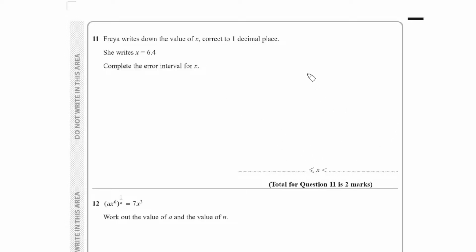When it's rounded correct to 1 decimal place or to the nearest whole number, it's obviously the same as upper and lower bounds, isn't it? So you want half a decimal place below and half above. What I mean by that is obviously 6.35 and then 6.45. You don't even need any working out. Yeah, exactly. 6.35, 6.45. You get a mark for each of the numbers, but obviously in the correct position as well. So yeah, that's nice.